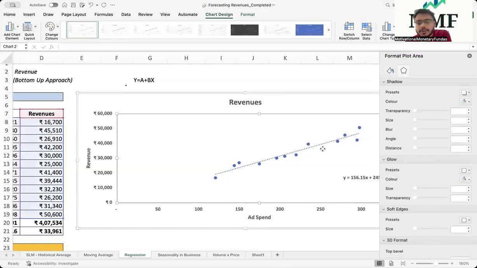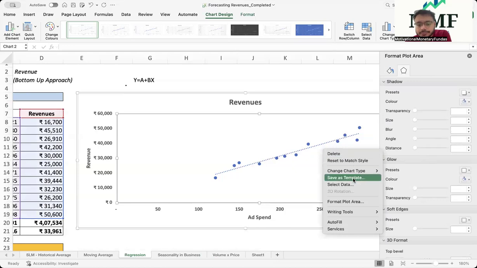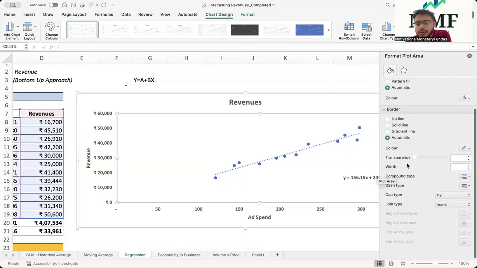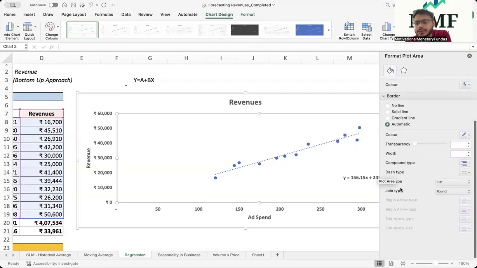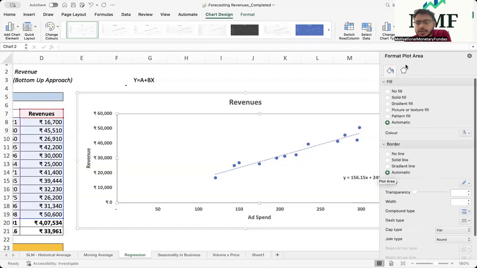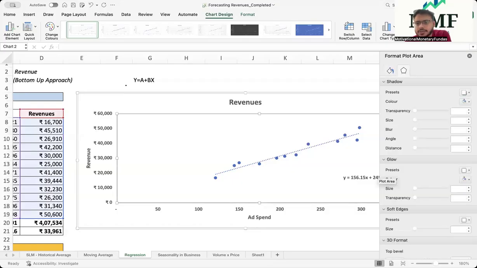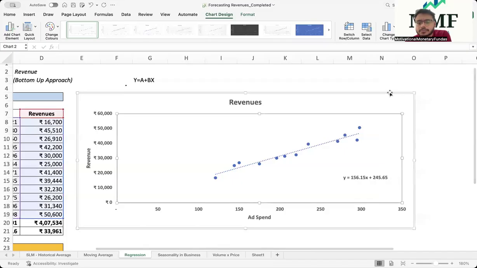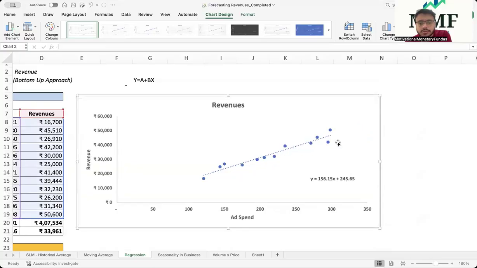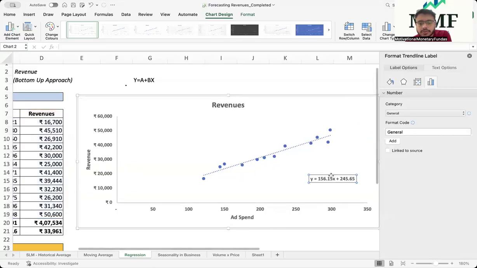ठीक है, so if I just do format plot area भी करोगे, right? So there you can change the color. You have these multiple options. Border and all you can change, right? Just close it. Just reduce the size of it.